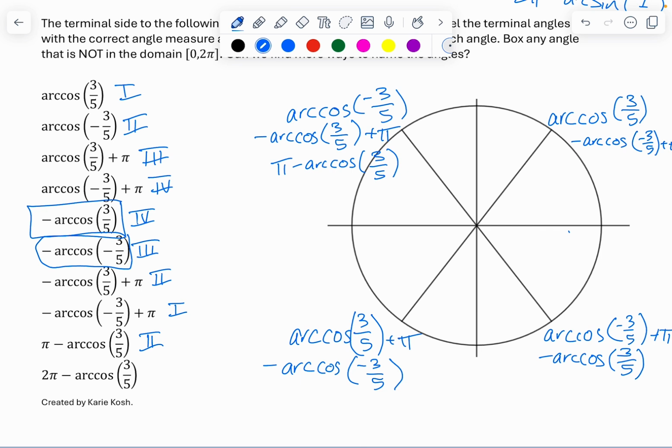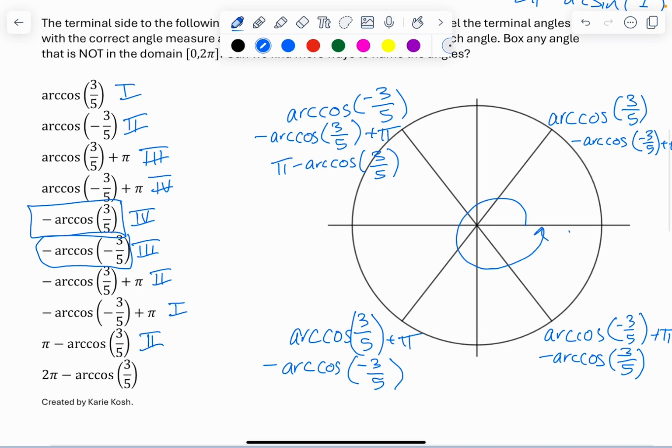And then 2 pi would be all the way around here. And then arc cosine of 3/5 is this angle. So if I subtract that, now I'm here. And so let's get rid of that clutter. This was a quadrant 2, right? Okay, that's a 2. I am here, 2 pi minus arc cosine 3/5, and that's still bigger than 0, less than 2 pi, and that's in quadrant 4.